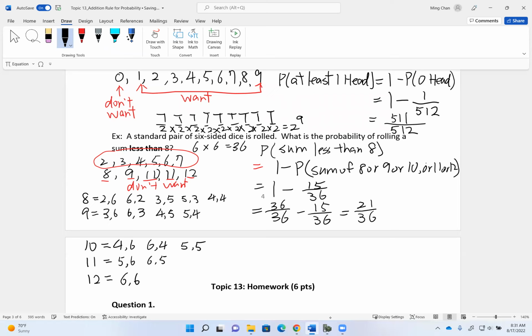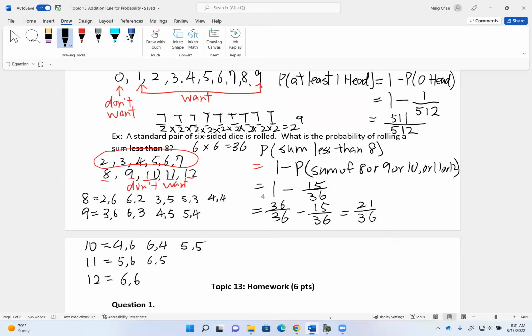So I'm not simplifying my fractions either. I just want you to see the actual number of ways that we want to win out of the total possible outcomes. So there are 21 ways to win out of 36 total possible outcomes.